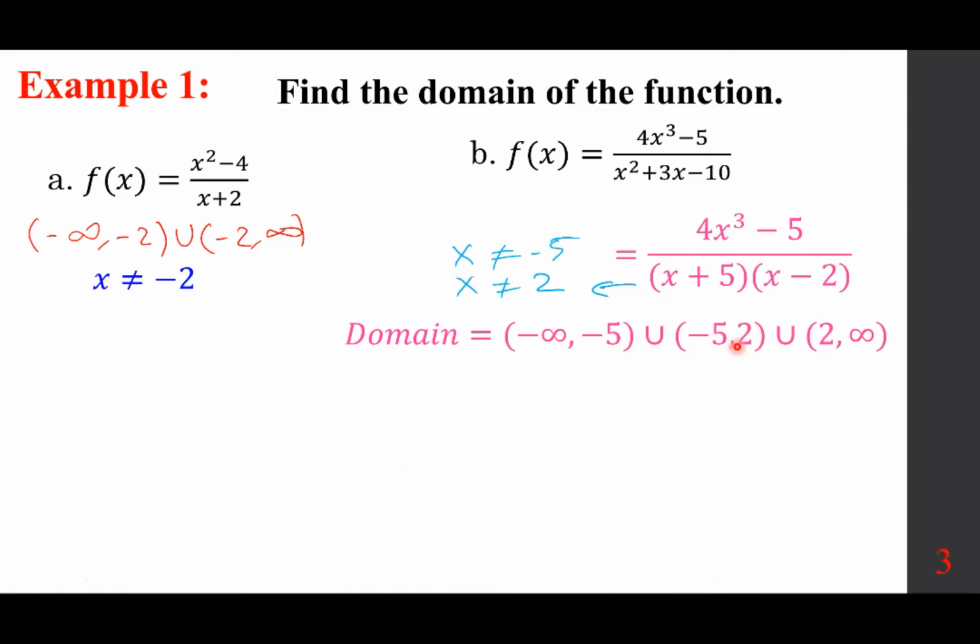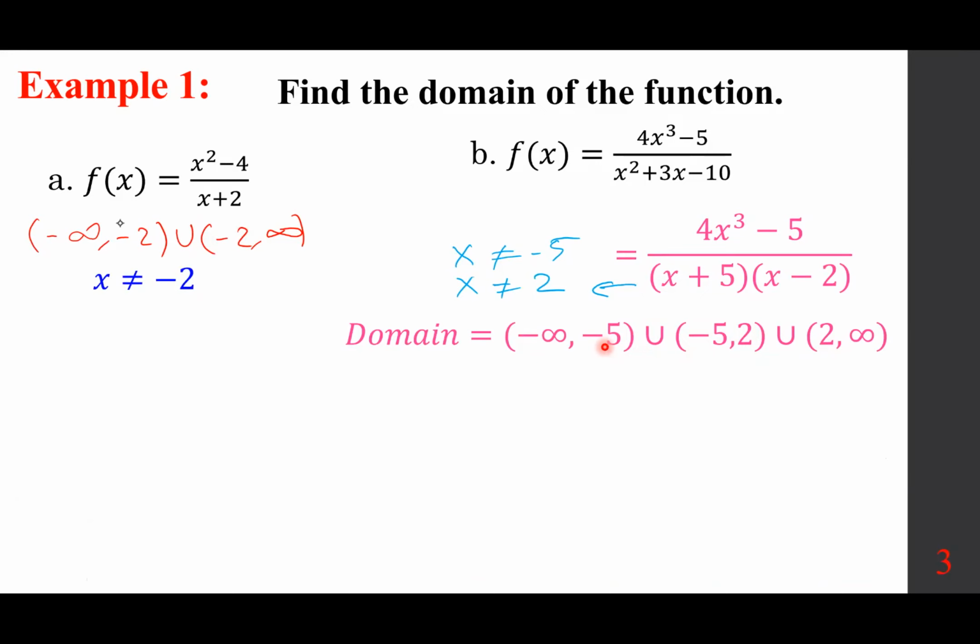Notice -5 and 2, all of them have parentheses, because if it's included, they take a bracket. So if we put a bracket, that means -5 is included.